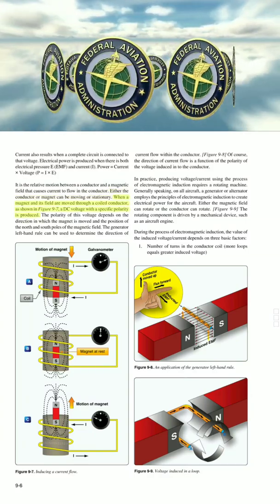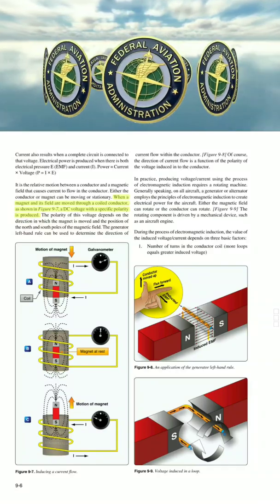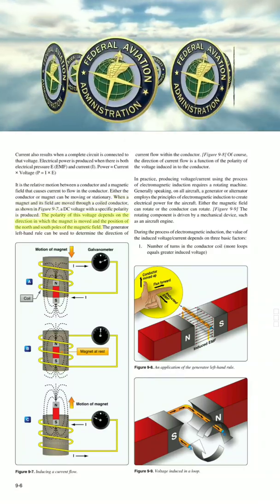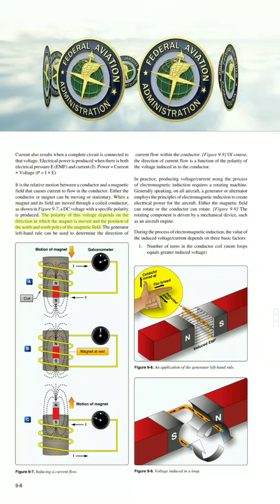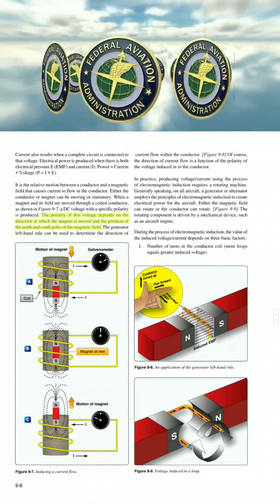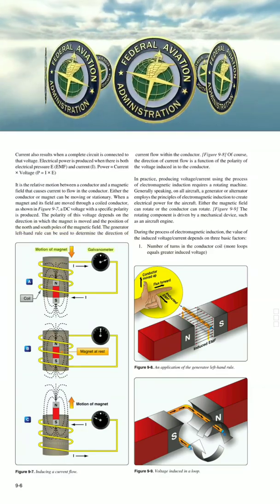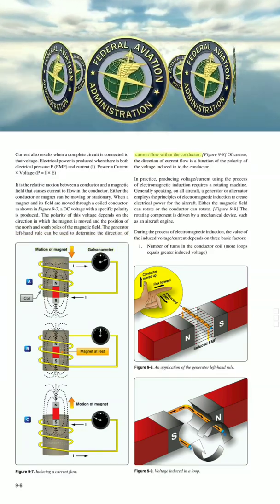When the magnet and its field are moved through a coiled conductor, as shown in figure 9-7, a DC voltage with a specific polarity is produced. The polarity of this voltage depends on the direction in which the magnet is moved, and the position of the north and south poles of the magnetic field. The generator left-hand rule can be used to determine the direction of current flow within the conductor.